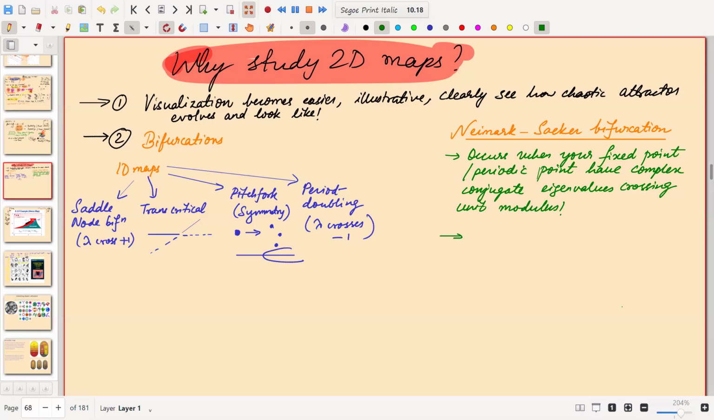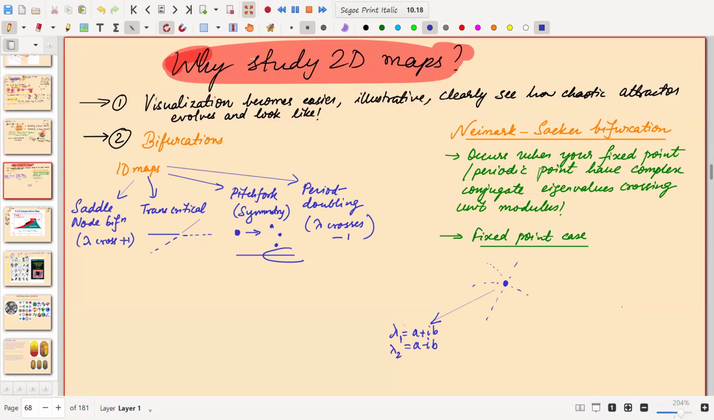Now, what does it mean? Let us start with the fixed point case. If so, you will have a stable fixed point. What do you mean by a stable fixed point? All nearby trajectories approach this fixed point, right? Now, suppose this fixed point has eigenvalues, say, like a plus ib and a minus ib. These are the 2 complex conjugate eigenvalues, lambda 1 and lambda 2.